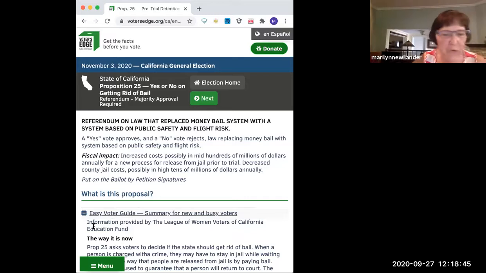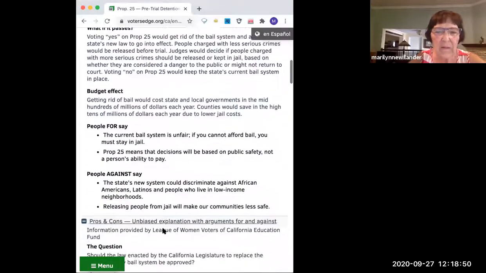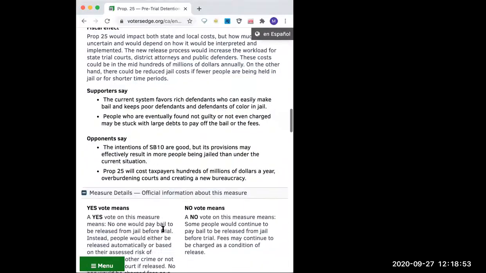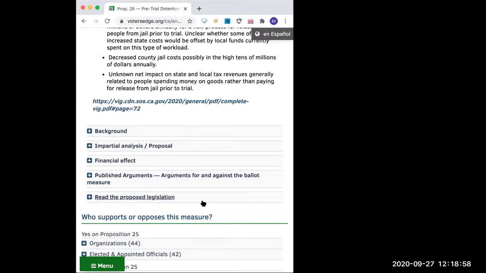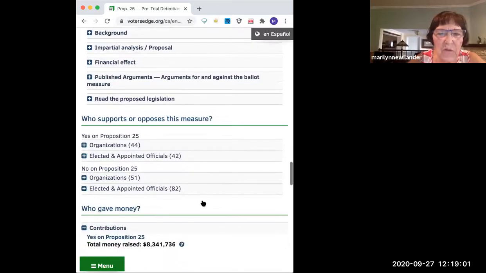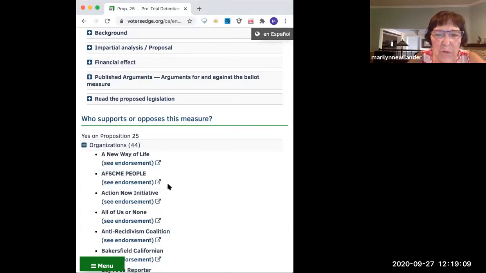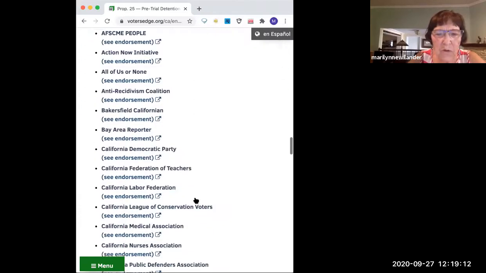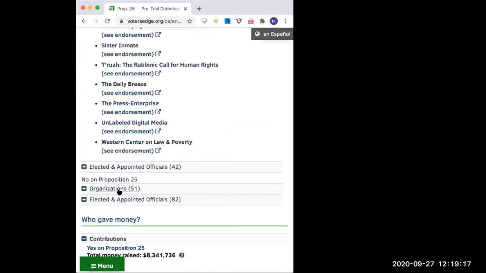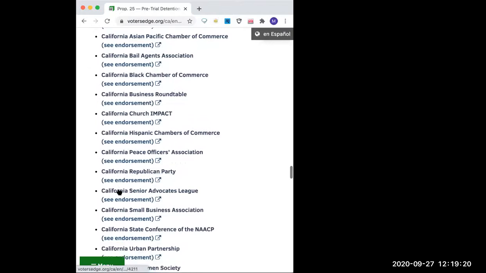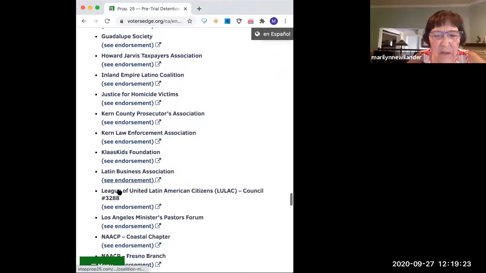So there's a number of supporters, and let me go to that. Who supports it? There's 44 organizations that support it and 51 who oppose it. So it's pretty similar. I'm just going to put it up real quickly and scroll through it. And organizations. But the interesting thing is looking at the money.